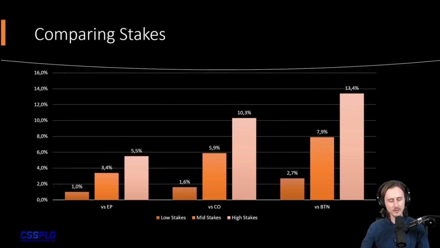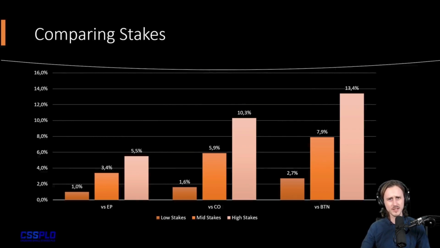Now versus the button, these differences are also very high. 2.7% at low stakes, 7.9 at mid stakes and 13.4 at high stakes. The reason why I want to show you this is that there are massive differences at what stakes you're playing and what the rake levels there actually are.